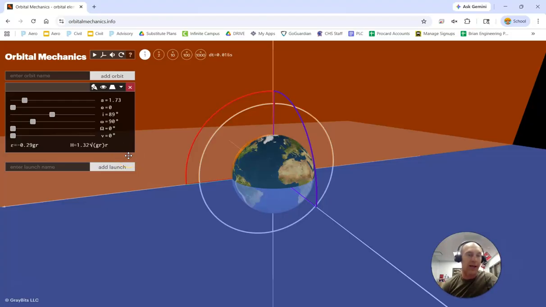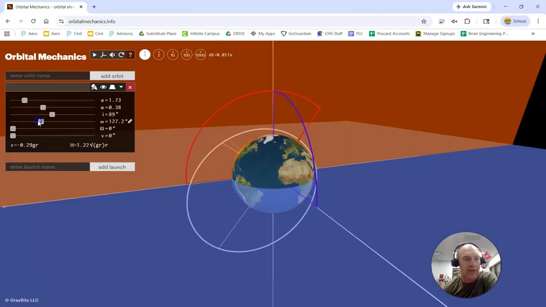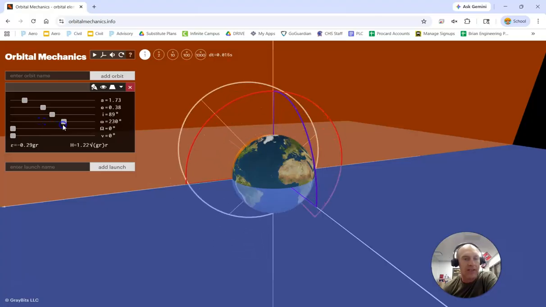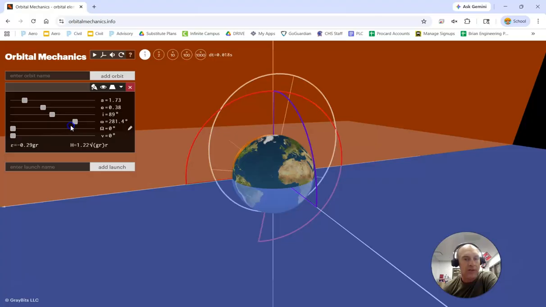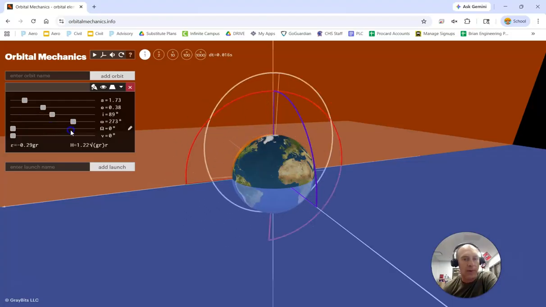The thing I want you to take a look at is the little baby omega. This one is argument of perigee. Argument of perigee pivots around the foci. If we have a circular orbit, it doesn't look like it's doing anything at all. But if we change our eccentricity, so let me drag this down, and then I adjust my argument of perigee, you can see it's pivoting around the foci. That's how you can change a highly elliptical orbit that's going way down here in the south, and make it go up here in the north.